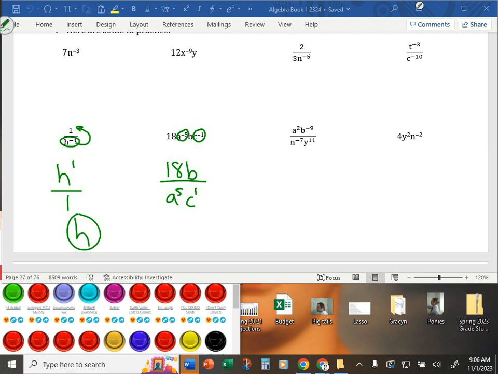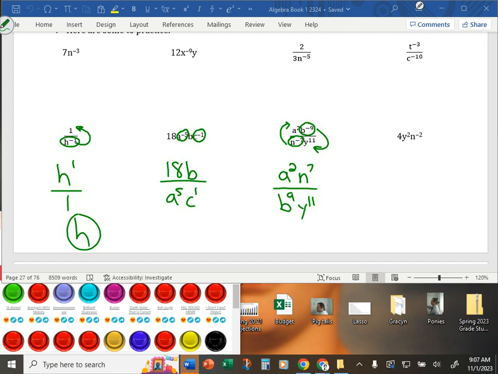Okay. The third one, b to the negative 9th, that needs to be moved. N to the negative 7th, that needs to be moved. The b to the negative 9th goes down. The n to the negative 7th goes up. We're going to put them in the correct spot in the fraction. So a squared stays where it's at. The n now to the positive 7th joins it. Now it's in the correct place. B to the 9th in the denominator along with the y to the 11th. And that is your simplified answer.